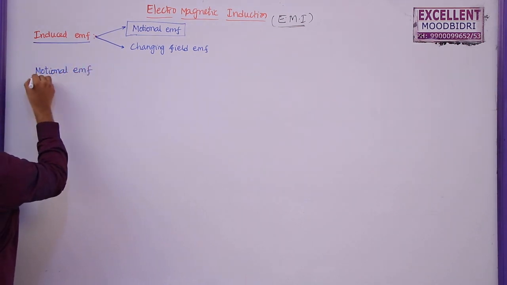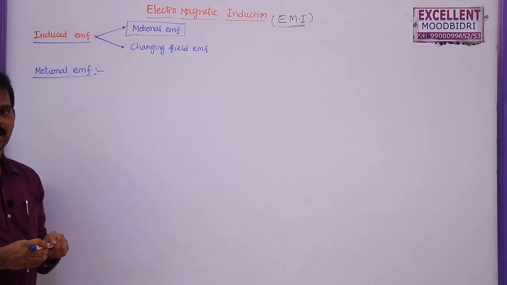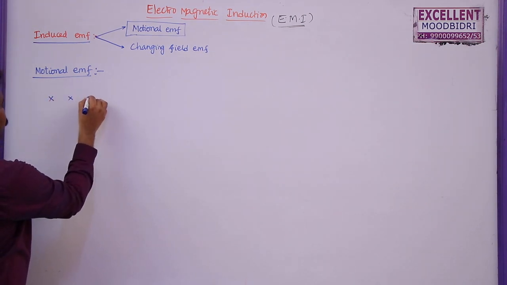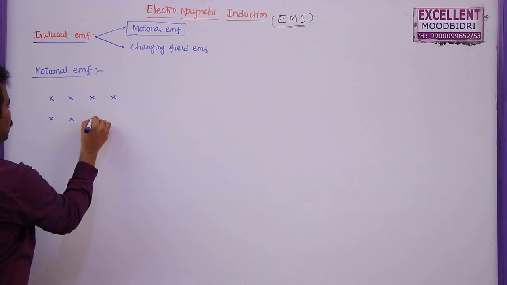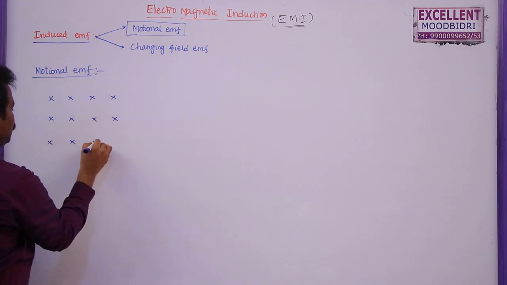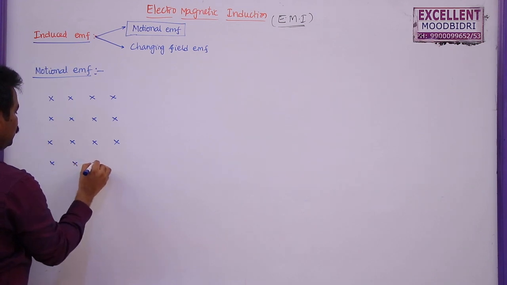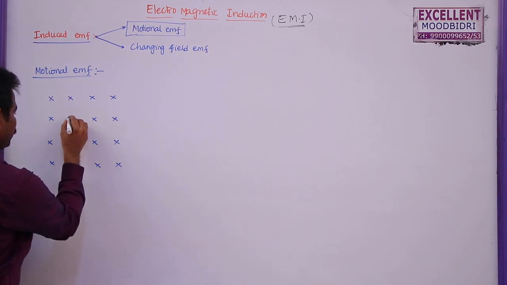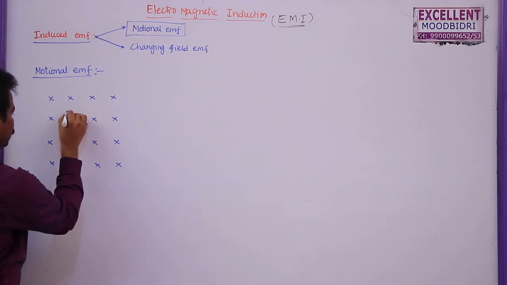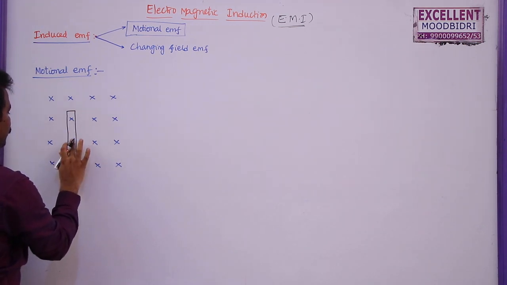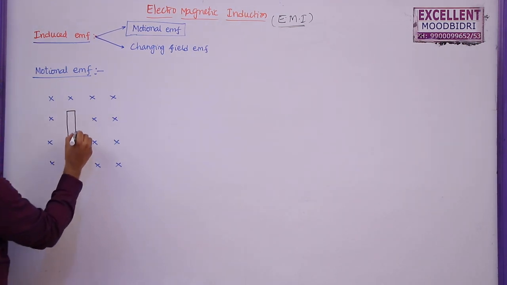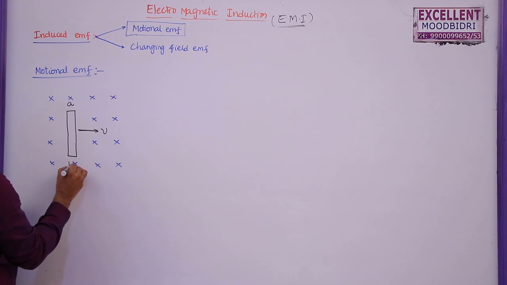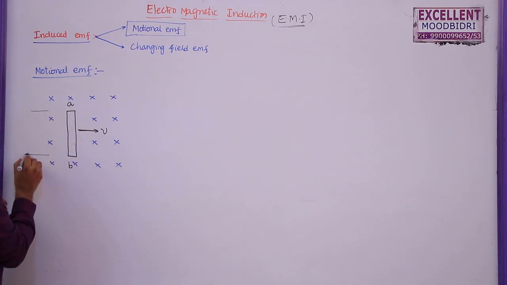The EMF induced in a wire due to the motion of that conductor in the magnetic field. So let me take one magnetic field here. In a magnetic field, if you keep a conductor of length L and if you move it through this with a velocity V, an EMF will be induced between the two ends of this. Here I am going to take one conductor of length L. So this is a conductor. If you move this with a velocity V, let me take this end as A, this end as B. And the length of this wire in this case is L.